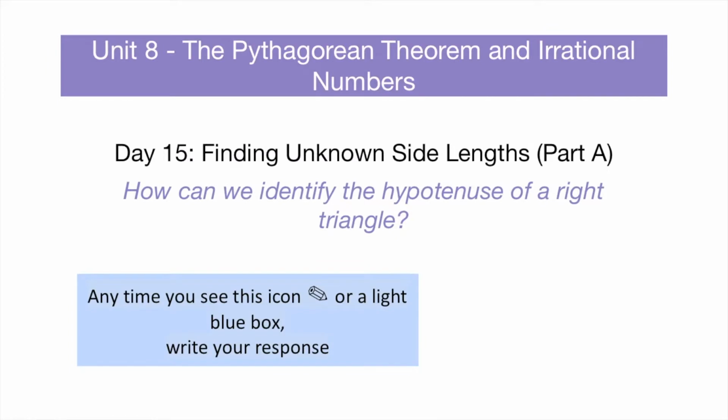8th graders are working on Unit 8, the Pythagorean Theorem and Irrational Numbers. Day 15, Finding Unknown Side Lengths, Part A. How can we find the hypotenuse of a right triangle?